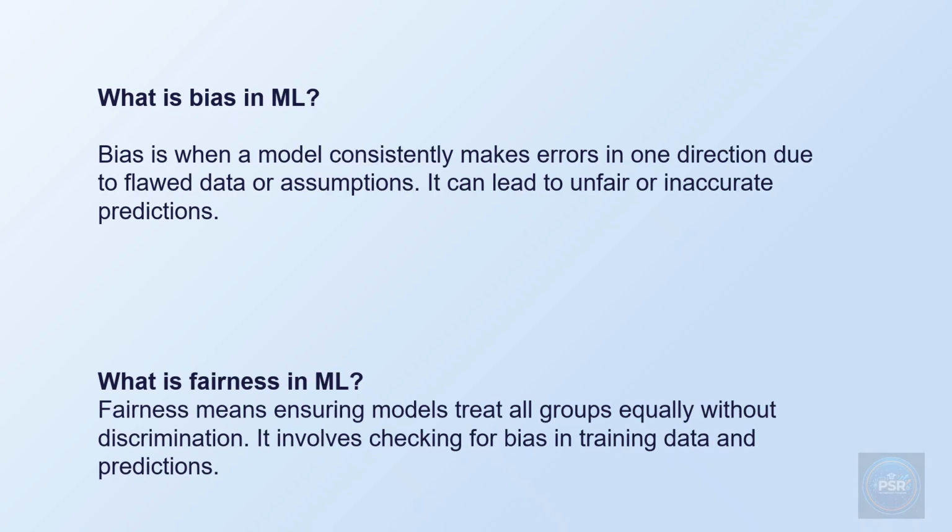What is bias in ML? Bias is when a model consistently makes errors in one direction due to flawed data or assumptions. It can lead to unfair or inaccurate predictions. What is fairness in ML? Fairness means ensuring models treat all groups equally without discrimination. It involves checking for bias in training data and predictions.